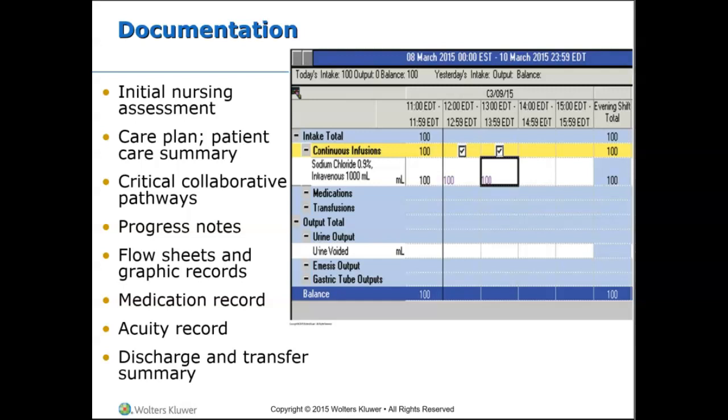Flow sheets contain the routine aspects of care being provided. Graphic records contain patient variables like vital signs, weight, I's and O's, bowel movements, all of that kind of stuff. Medication administration record, or MARs, have all of the medications that have been ordered for the patient, including scheduled, PRN, as needed, stat, all of that, right? And the nurse documents when we give the medication in the MAR.